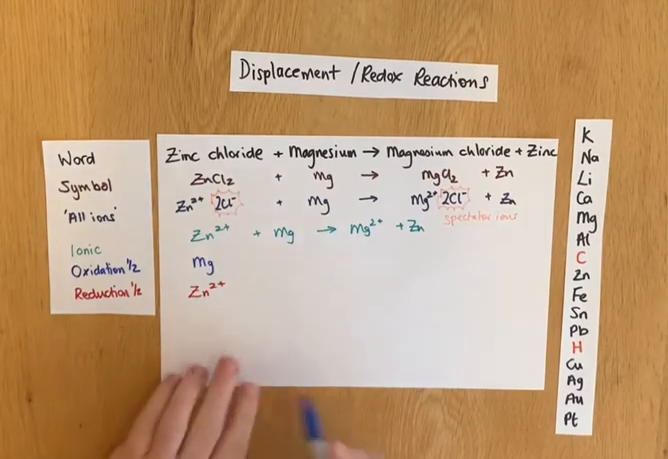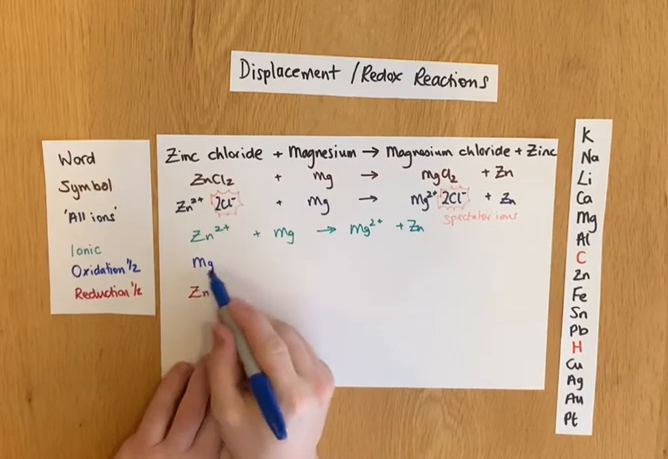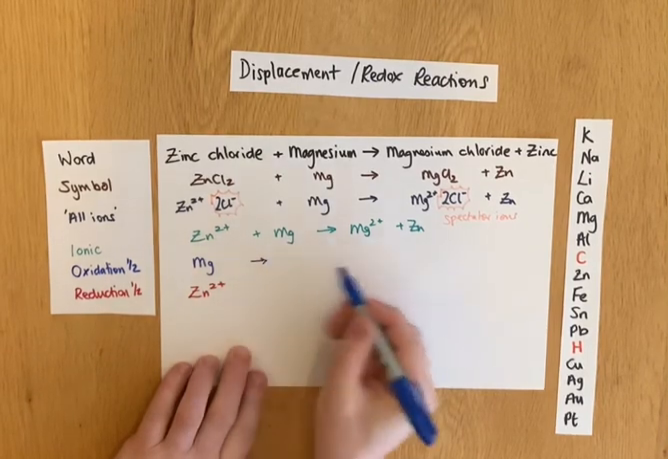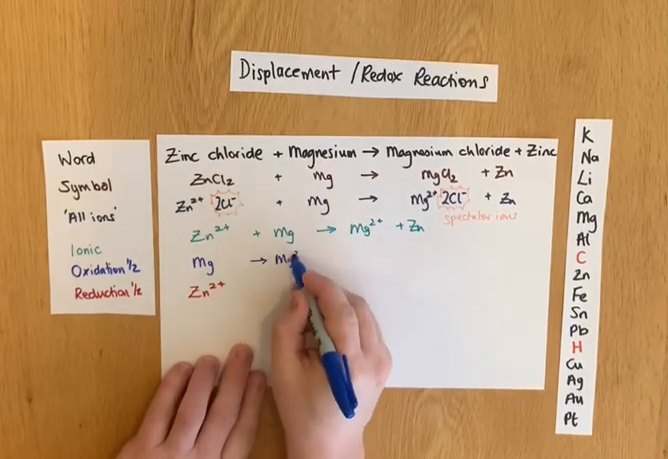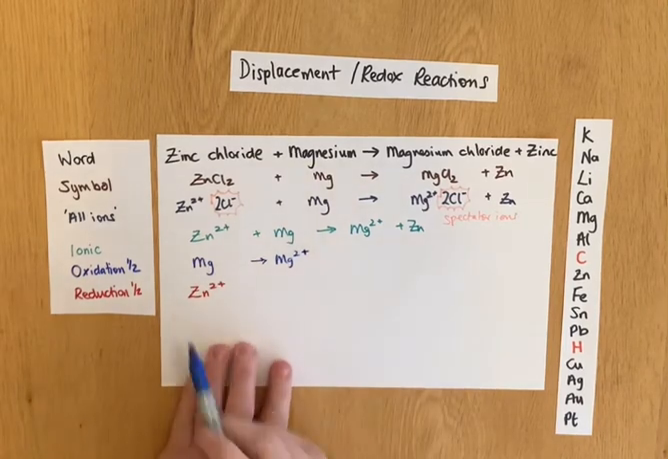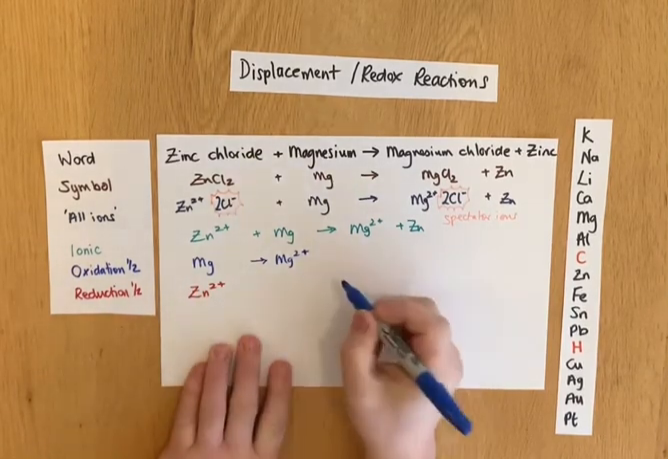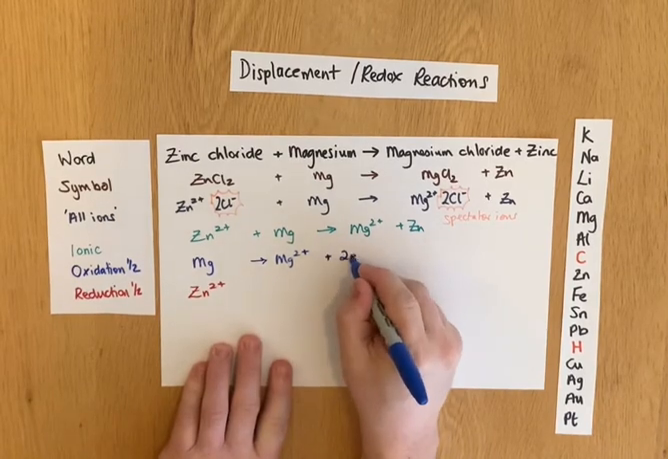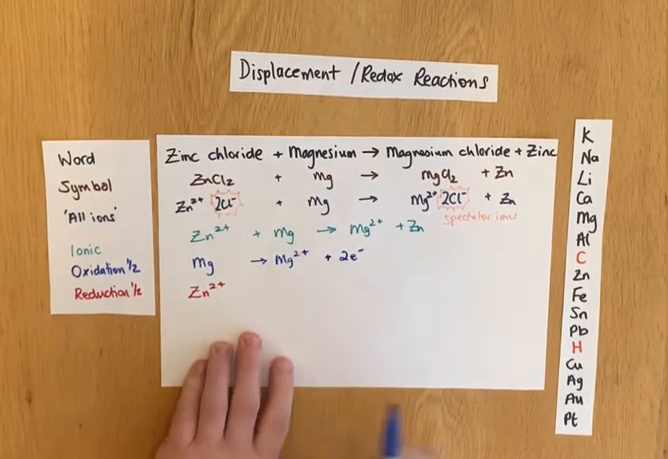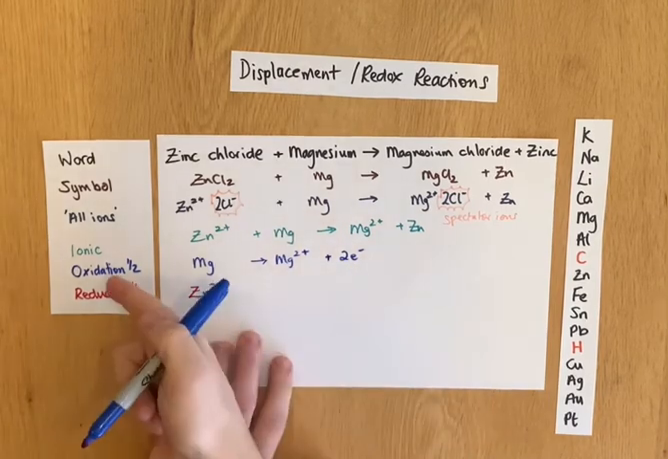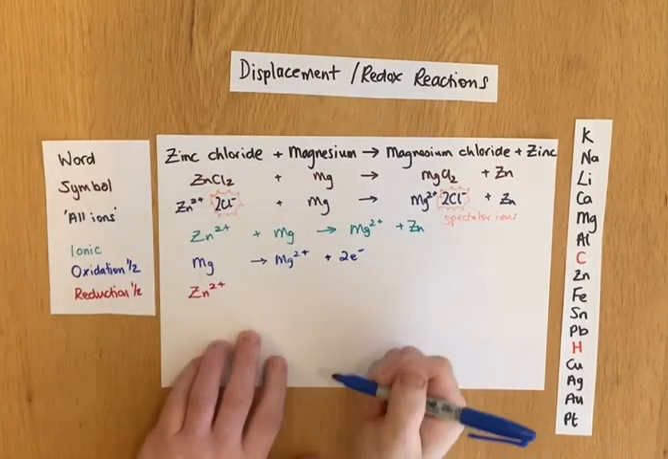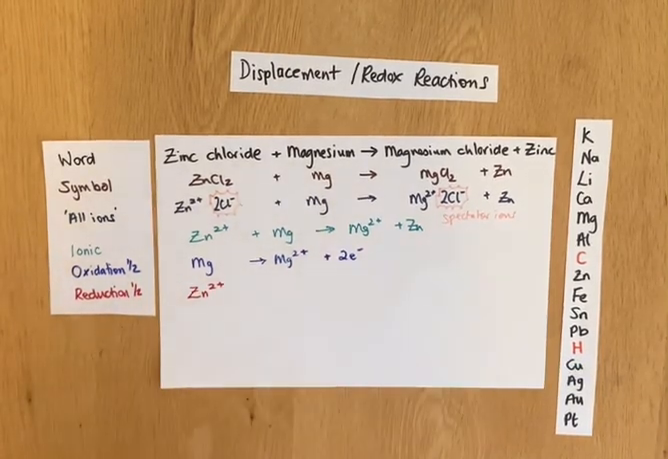What happened to magnesium in this reaction? It went from being magnesium atoms to being magnesium ions. How does a magnesium atom produce a magnesium 2+ ion? It must have lost 2 electrons. Oxidation is loss. Ding, ding, ding. Yes, that is my oxidation half equation.